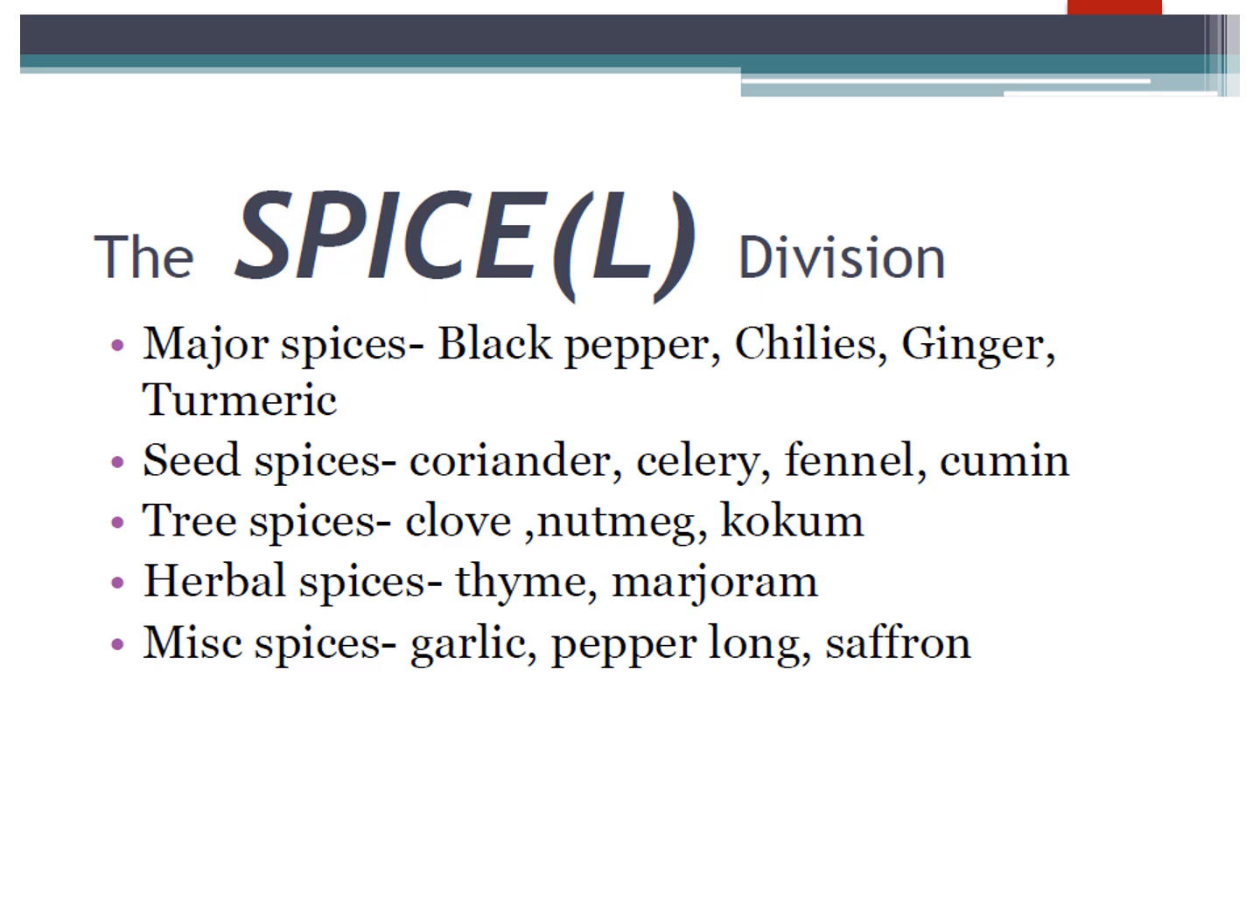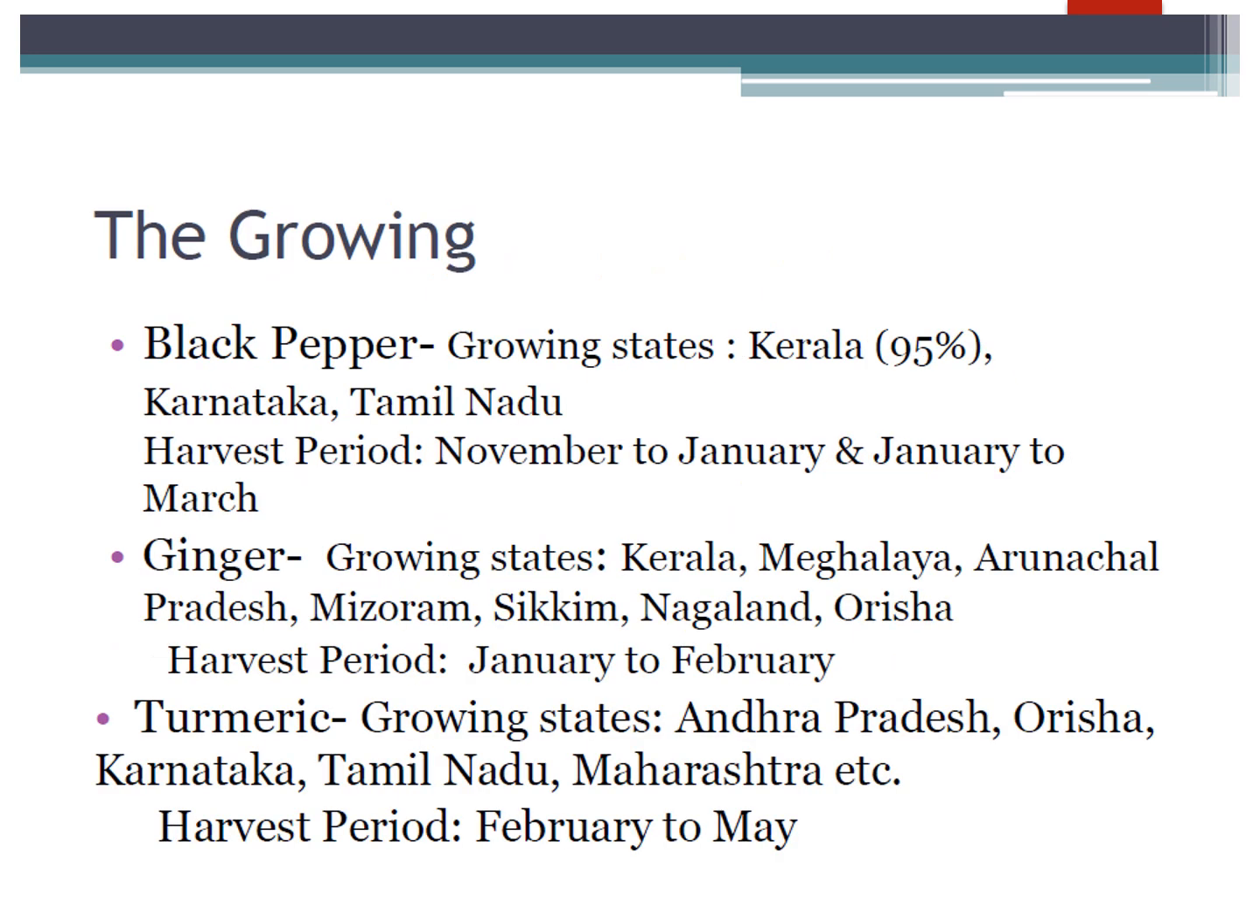The growing of spice items is explained here. Black pepper growing states: Kerala, Karnataka and Tamil Nadu. Harvest period of black pepper is November to January and January to March. Ginger growing states: Kerala, Meghalaya, Arunachal Pradesh, Mizoram, Sikkim, Nagaland and Orissa. The harvest period of ginger is January to February.